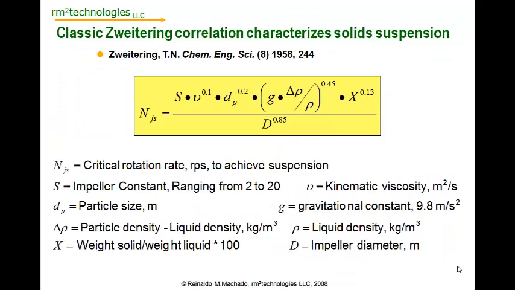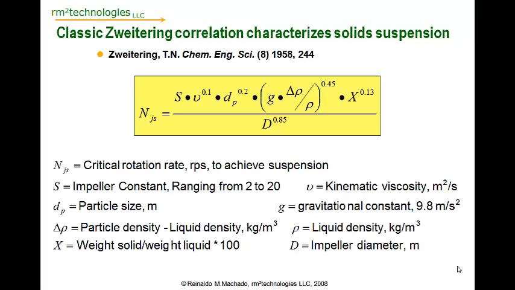The classic Zwietering correlation can characterize the solid suspension. It's a simple equation that has lasted over many years and still is one of the standards in the industry. In this, we want to calculate the NJS, or the point of just suspension. The variables include the viscosity of the solution, gravitational constant, liquid density, impeller diameter, the weight solid fraction in the liquid, the particle density and the liquid density, and the overall particle size.